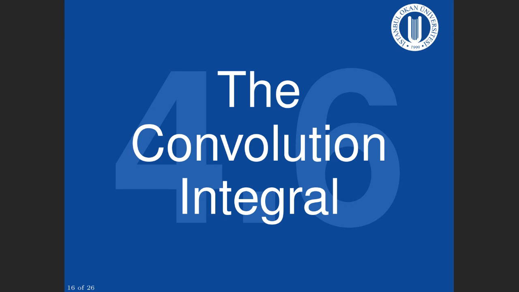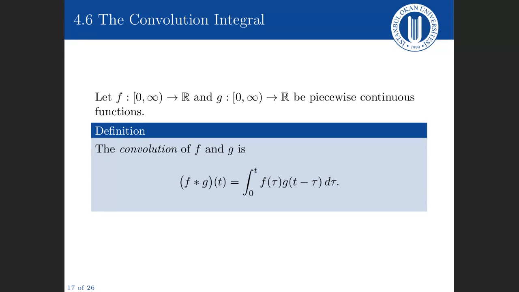The final topic for this week's lesson is the convolution integral. Let's suppose we have two piecewise continuous functions. That's functions where we can split our domain using a finite partition. On each one of the subintervals, the function is continuous, and all of the one-sided limits exist and are finite. Then there's a way to combine these two functions together into a new function called the convolution of f and g, and we use the star symbol to denote the convolution of these two functions.